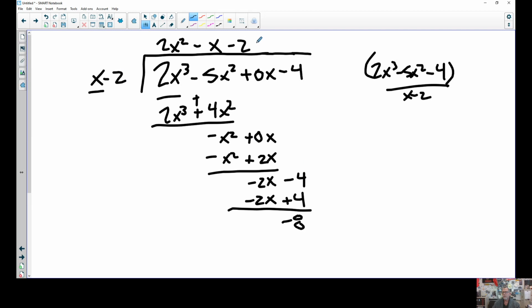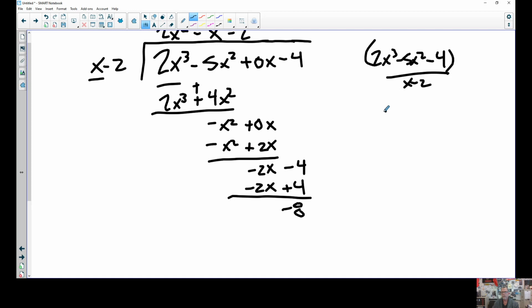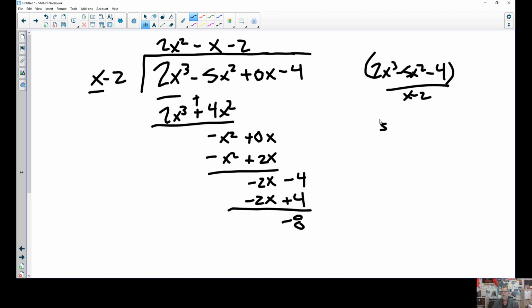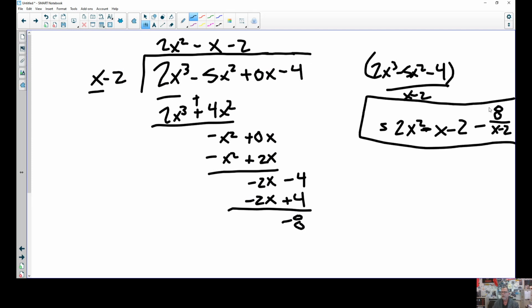So how do we write that as a solution? Well, we think of the solution for this as this. This would be equivalent to 2x squared minus x minus 2. And then this is a negative, so I'm going to put a negative, and I have 8 left over. It's still being divided by x minus 2. So we would write it that way. And this would be the quotient there. This was the remainder. Remainder was 8, which is still being divided by x minus 2. All right, so that would be how that works.